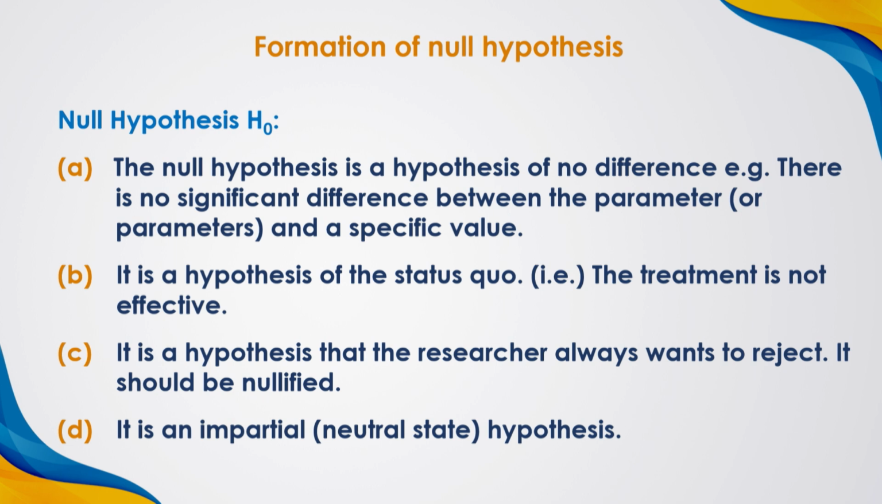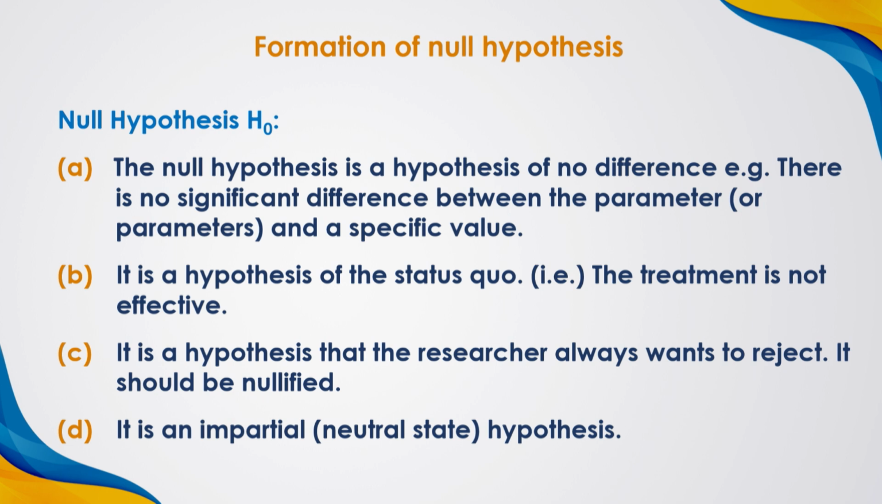Further, the null hypothesis is a hypothesis of no difference. There is no significant difference between the parameter and a specific value. Therefore, here you can see there is no difference. Therefore, it is a hypothesis of no difference. It is a hypothesis of a status quo. That is, if a treatment is given, there is no change, there is no benefit, status quo. The same situation continues. For example, the treatment is not effective.